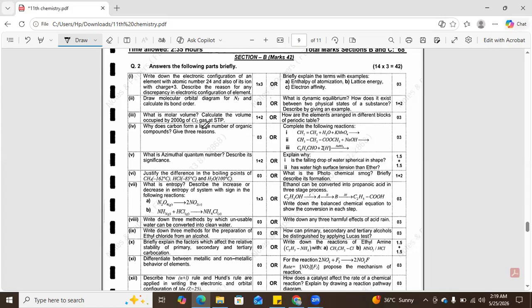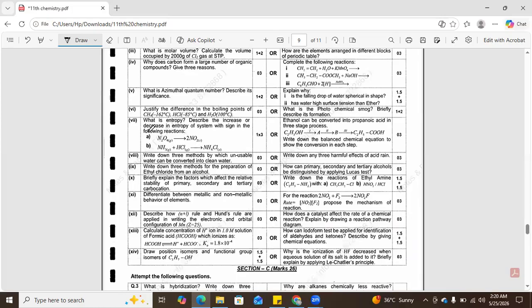What is molar volume? Calculate the volume occupied by 2000 gram of Cl2 gas at standard temperature and pressure. Why does carbon form a large number of organic compounds? Give 3 reasons. What is azimuthal quantum number? Describe its significance. Number 6, justify the difference in the boiling point of these compounds. What is entropy? Describe the increase or decrease in entropy of system with sign in the following reaction. These are the reactions.